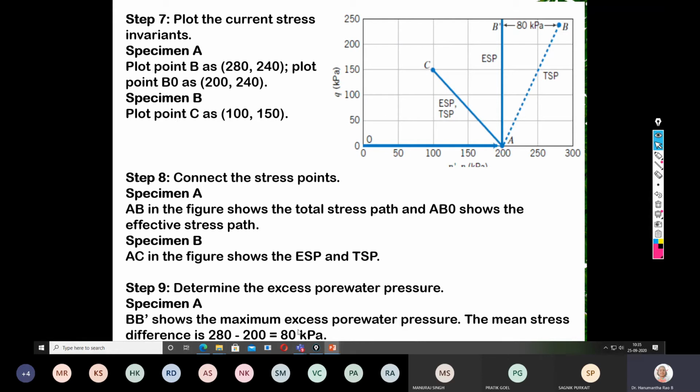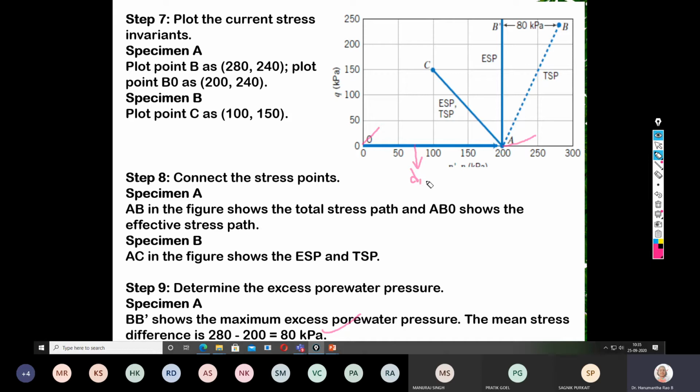So BB dash shows the maximum excess pore water pressure. The mean stress difference is 280 minus 200, so this is the development of the pore water pressure, that is 80 kilopascal. Now you have to understand, maybe it is unclear to you how you arrived at 80 kilopascal. Let us try to understand. Initially, when the soil is isotropically consolidated by increasing the confining pressure from 0 to 200 kilopascals, the drainage condition is drained.